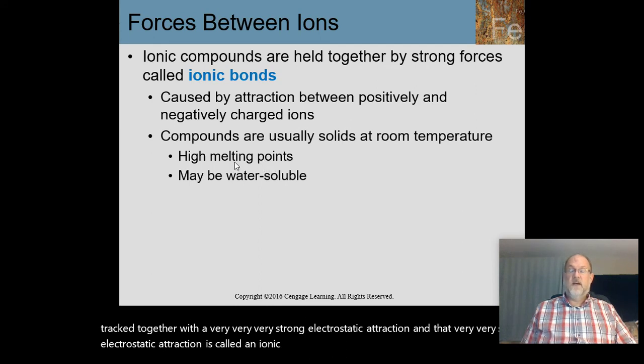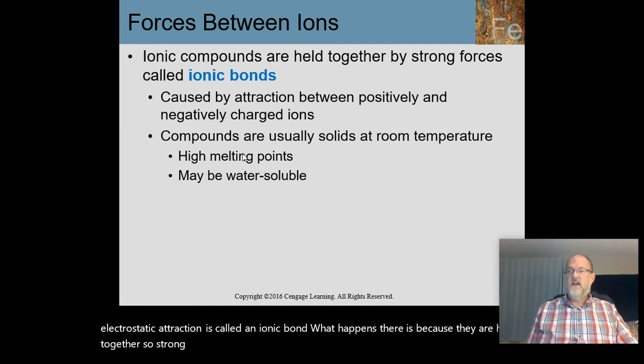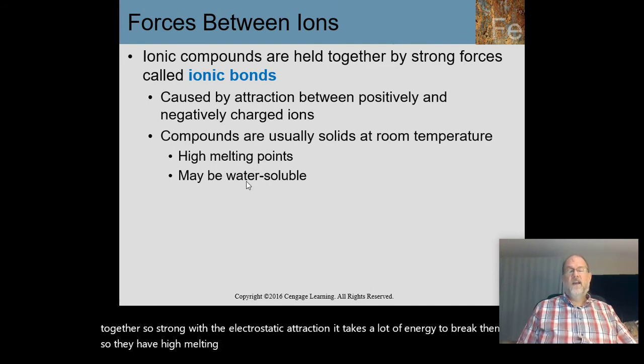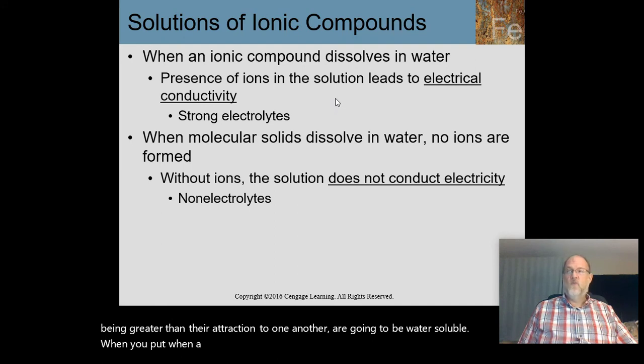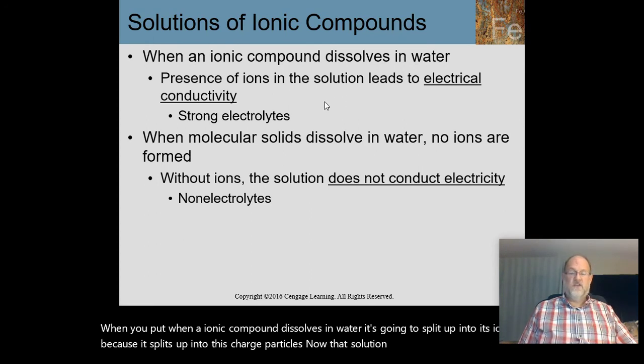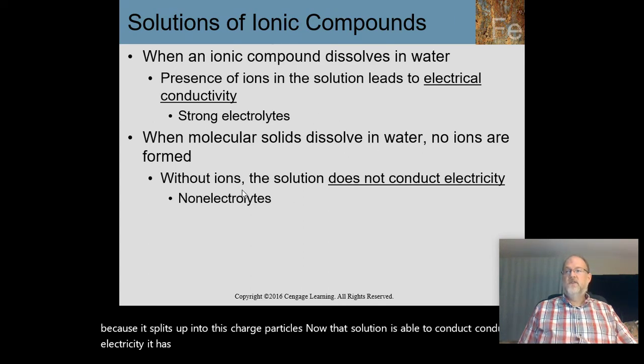Because they're held together so strongly by that electrostatic attraction, it takes a lot of energy to break them apart, so they have high melting points. However, a lot of them, because their attraction to water is greater than their attraction to one another, are going to be water soluble. When an ionic compound dissolves in water, it splits up into its ions. Because it splits up into charged particles, that solution is able to conduct electricity. So ionic compounds, when dissolved in water, conduct electricity.